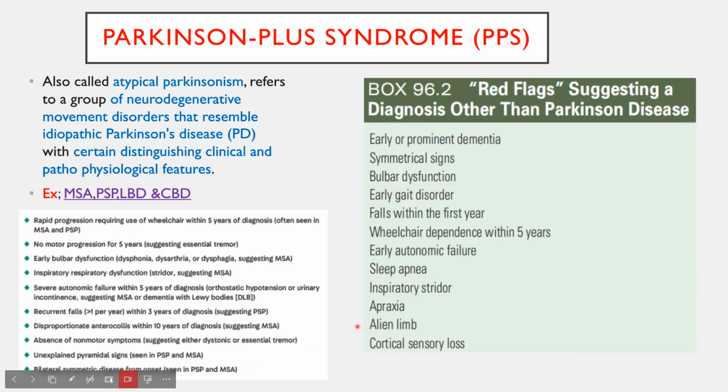So whenever you are dealing with Parkinsonism, you need to look for red flags always, because atypical Parkinsonism, that is Parkinson plus syndrome, carries a very poor prognosis, drug response is also poor, and surgical intervention is also not possible. So you need to ask about cognitive dysfunction, any symmetrical signs, bulbar dysfunction, predominant gait disorders, falls within the first year of onset of Parkinsonism, wheelchair dependence within 5 years, early autonomic dysfunction, sleep apnea, rigidity, apraxia, alien limb phenomena, and cortical sensory loss. These are all the red flags. So in history also you need to ask, in examination also you need to confirm.